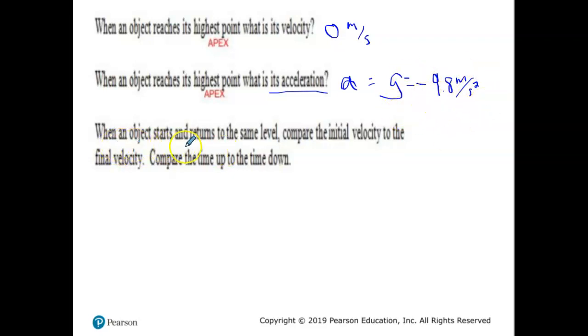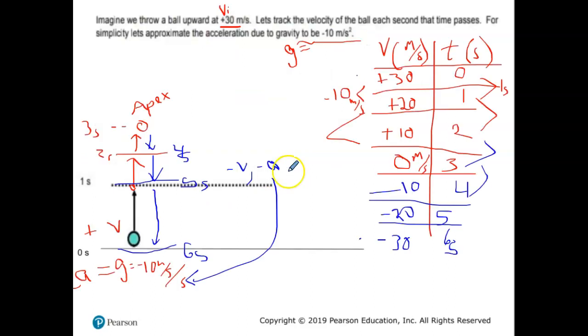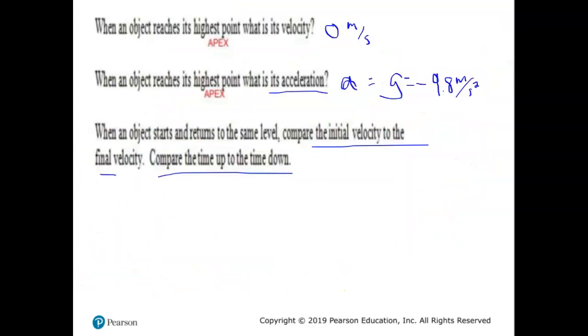And then when an object starts and returns to the same level, compare the initial and final velocities. We say they were equal. And we compared the time up and time down. I didn't do that, but let's go back. How long did it take to go up? It took 3 seconds total. So it went from 0 seconds up to 3 seconds. And then to come down, it went from 3 seconds to 6 seconds. So that's another 3 seconds. So if we're returning to the same level, and this is an important fact as well, you'll use it: when it returns to the same level, the time up is equal to the time down. So I'll draw an arrow for up and an arrow for down.